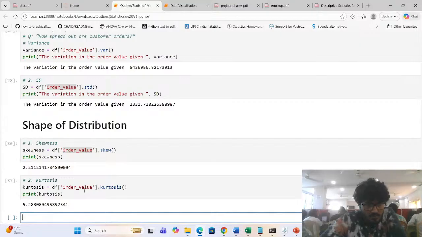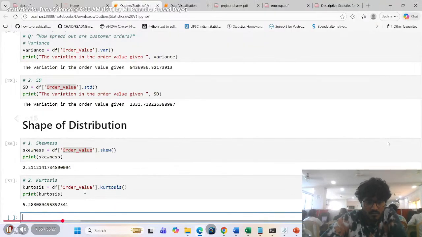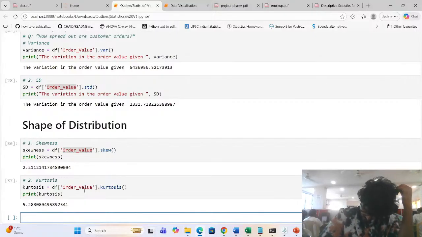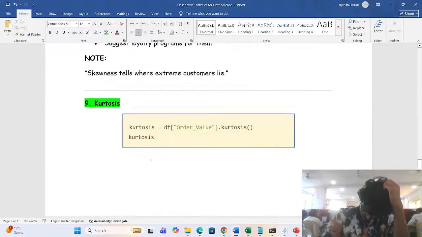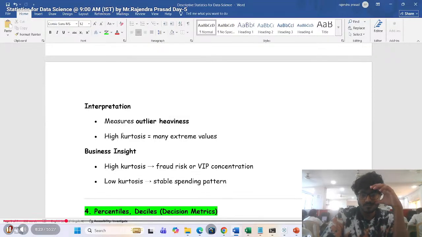If you get this value as 0 or exactly 3, then you say this is mesokurtic. If your kurtosis value is less than 3 or less than 0, then you say that is platykurtic. Clear? See, this kurtosis will help you to identify outliers also.